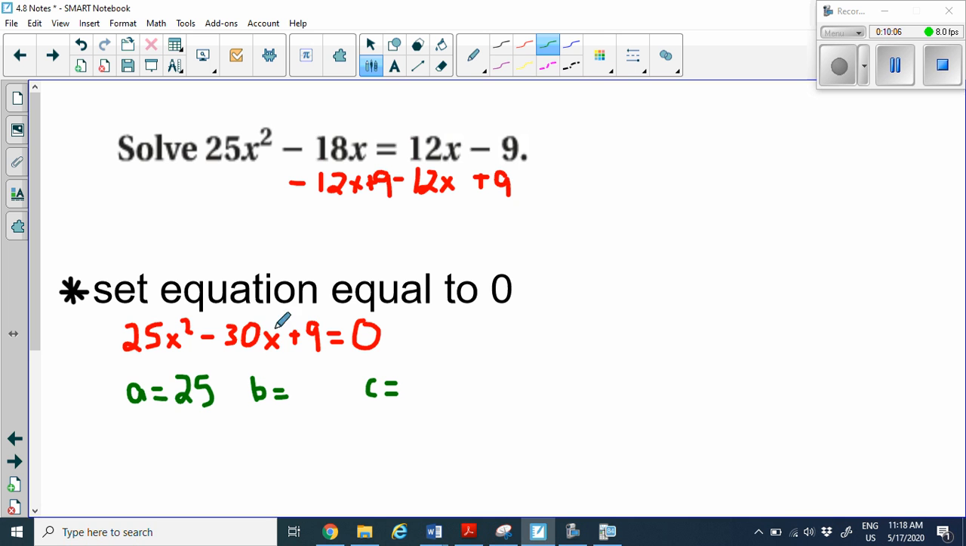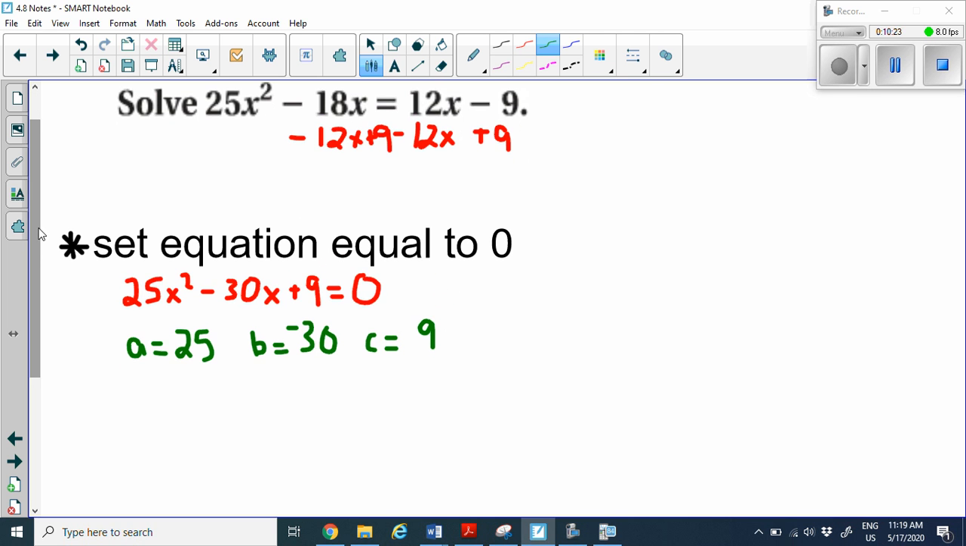My b is going to be the number in front of the x. It's going to be negative 30. You've got to bring that sign along with it. And then my c, remember, is the constant. It's going to be the term without a variable. That's going to be my 9. So now I can use my quadratic formula to solve.